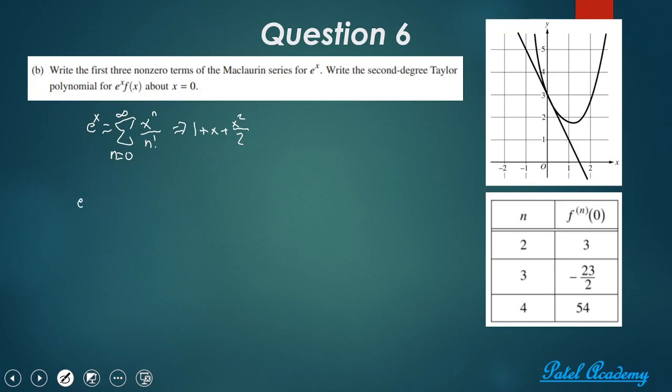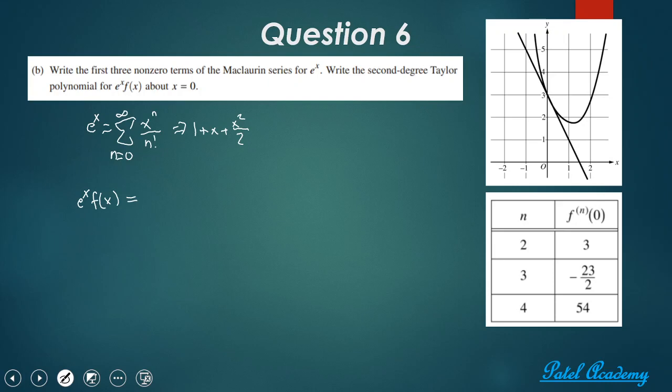Now, if we're trying to write e to the x times f at x, keep in mind, now we're trying to do the second degree Taylor polynomial. So think about this. Now, we have to multiply each of the terms by each other in this case. When you're multiplying two Taylor polynomials, or in this case, this 1 plus x plus x squared over 2 is a Taylor polynomial as well, about x equals 0, we have to multiply all the terms together.